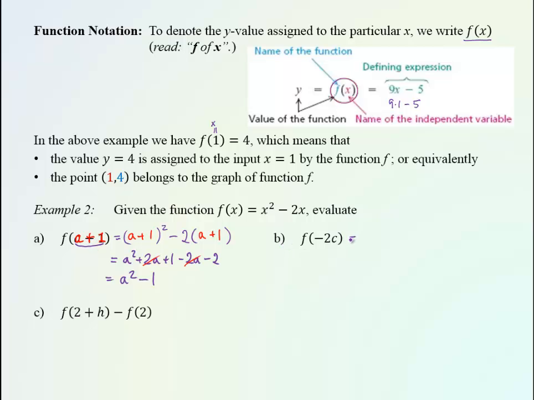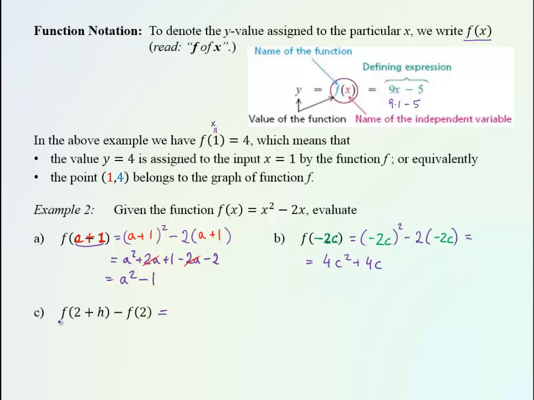Similarly, in the second example, again, I will advise you to write the function by using a bracket instead of x. Everywhere when you see the x, put a bracket, and then fill up this bracket by the input -2c. So -2c over here and over there. The rest is to simplify. We're squaring the -2, so it's 4c squared. Two negatives make it positive, so it's 4c. That's the final answer.